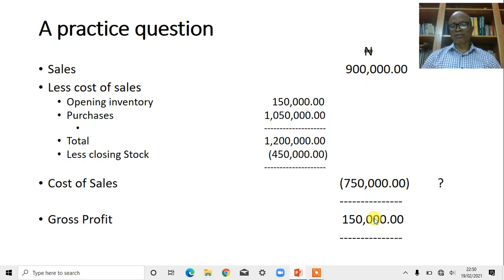Because you already have 150,000, that will help you to also determine our cost of sales, which will be the difference between 900,000 and 150,000. So that's why we have 750. Because you already have 750, the balancing figure against the total value of stock available will now be taken as our closing stock figure. So that's what we have here.